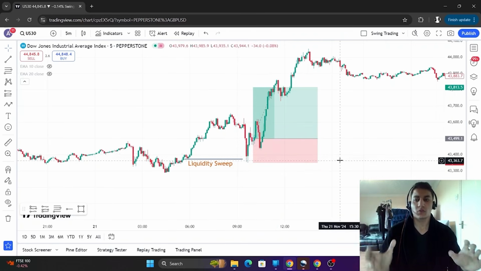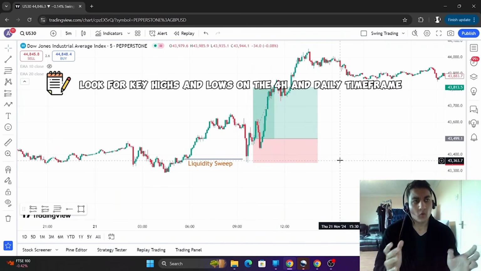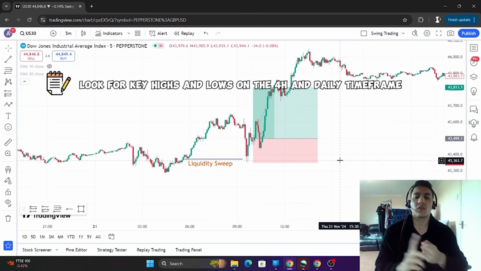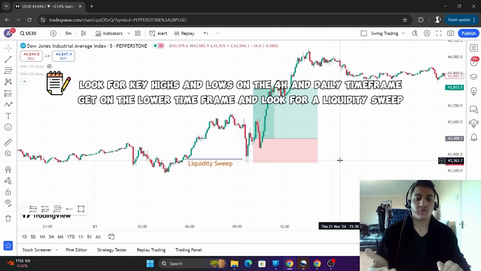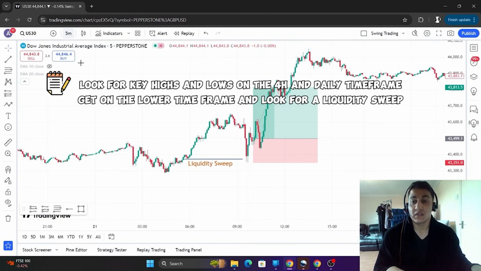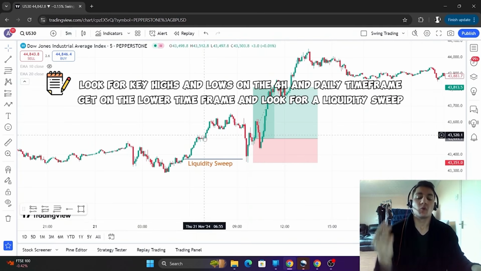But to summarize, you want to get the daily chart or the 4 hour chart, and look for key highs or key lows that price is going to go for. That is your key liquidity pool. Then you're going to get into lower time frames. It can be the 5 minute, it can be the 15 minute, it can even be the 1 minute, and you're going to wait for a liquidity sweep.